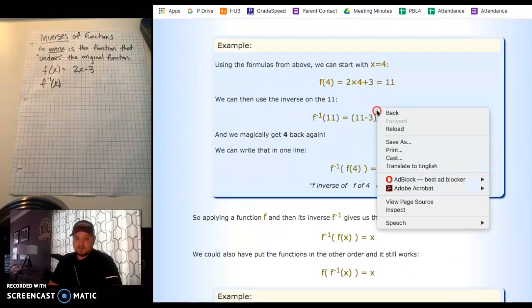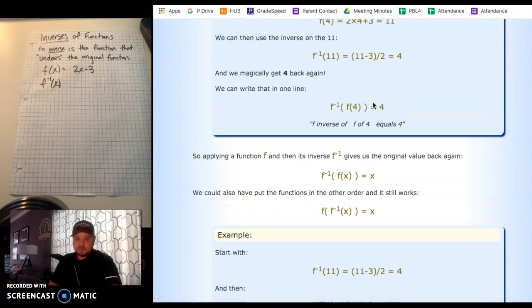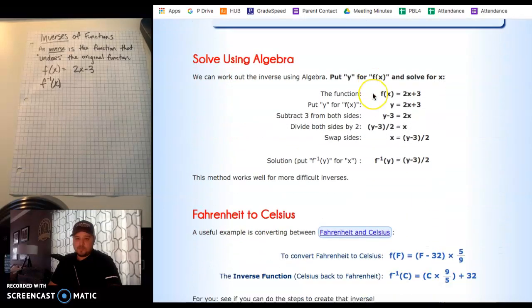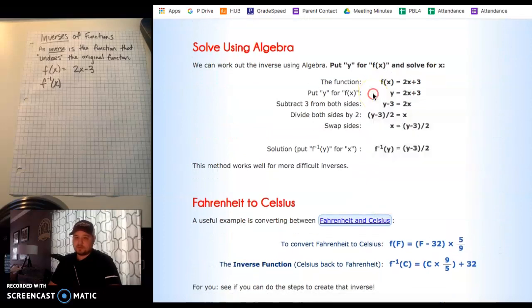Okay, so let's skip down here a little bit. Okay, so let's talk about how to solve for the inverse of a function. Solving for the inverse of a function is really, really easy. These are our notes right here. Put y for f of x and then solve for x. Again, put y for f of x and then solve for x.